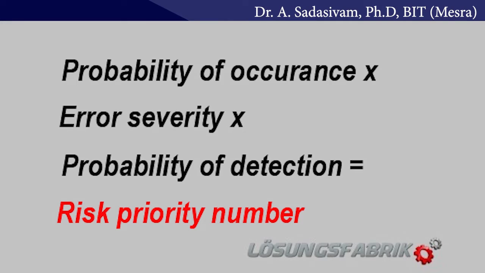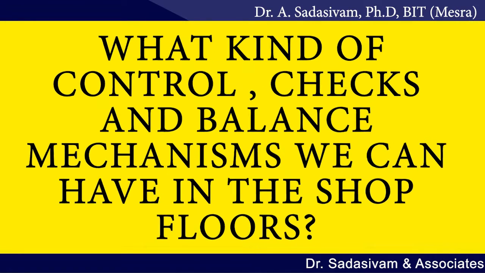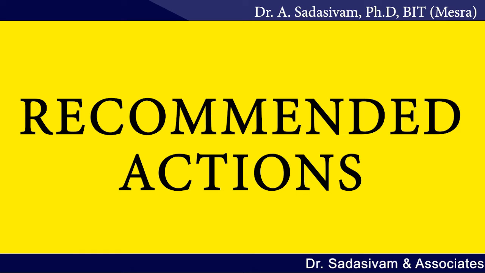But at a broad level, it is nothing but a product of the severity, the second is the probability of occurrence, and thirdly, the extent to which such risks can be detected. So obviously you have something called a detection rating, etc., all that we will be talking about. These are some of the components of FMEA. So typically we will be talking about what are some of the potential effects of failure. We will also be talking about what kind of controls, checks and balances, mechanisms we can have on the shop floors. And thirdly, the recommended actions.